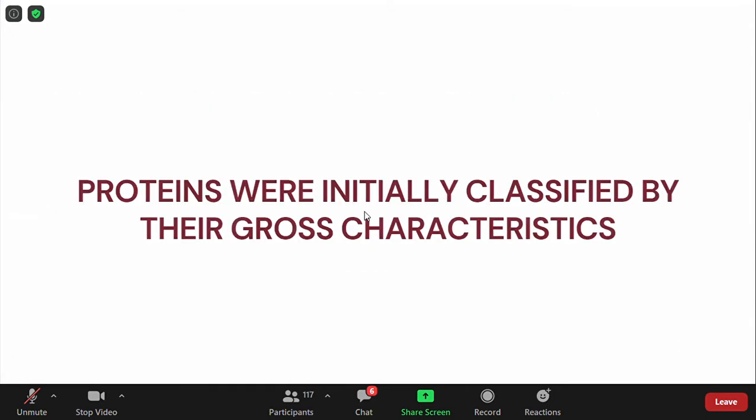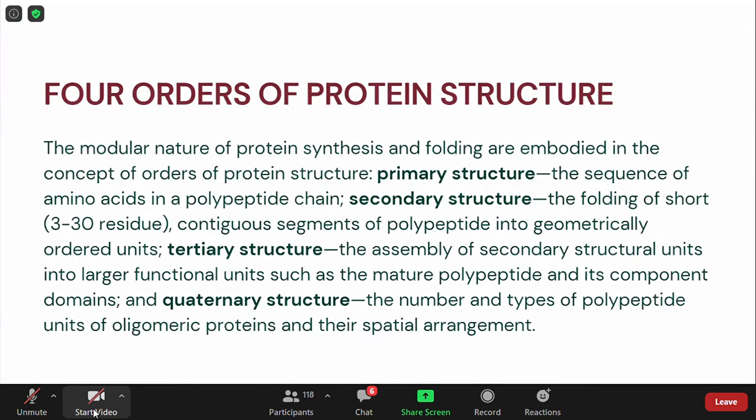Proteins were initially classified by their growth characteristics. Okay, in our organic chemistry before, we usually just say fibrous protein and globular protein. So fibrous proteins, you know, they are like fibers. A very good example is collagen or your skeletal muscles. It's some sort of fibrous. But your globular proteins, like your hemoglobin, like your enzymes, they are globular. Okay, so that is the growth characteristic.